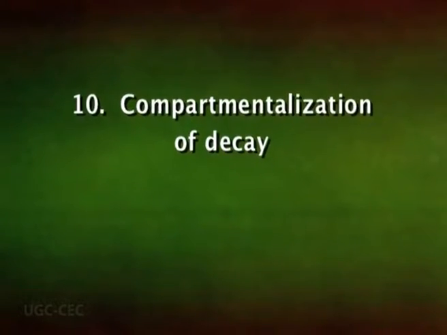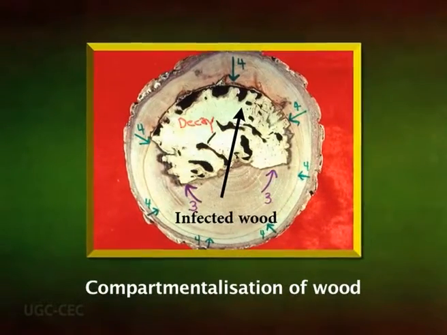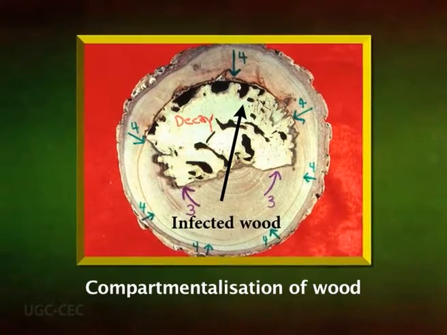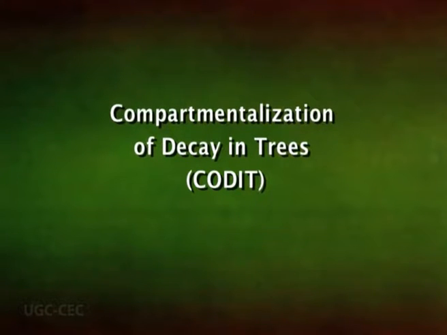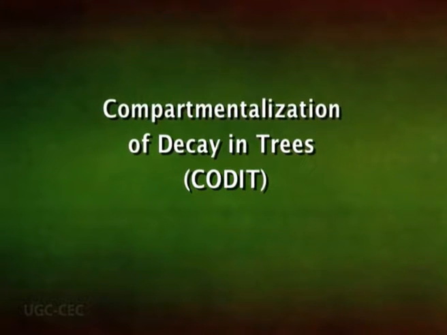Another important and interesting feature shown by the trees is the compartmentalization of decay. Trees have evolved a superb mechanism to resist progression of infections and decay inside. Once any internal part of the stem or other organ is infected or dead, the tree simply seals off that portion from the rest of the plant. This simply stops the decay or infection from progressing beyond that portion of the plant. This phenomenon is popularly called compartmentalization of decay in trees, or is pronounced as CODIT.